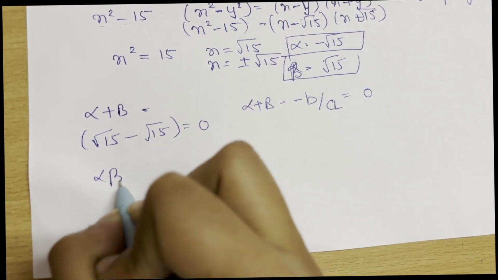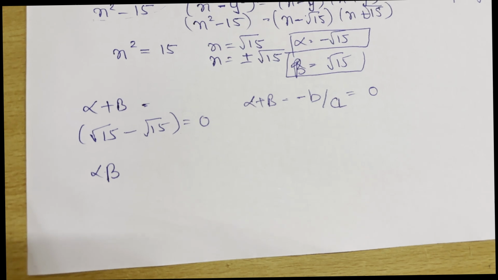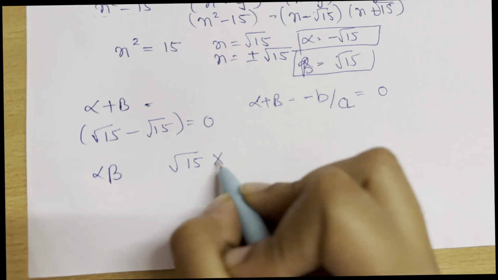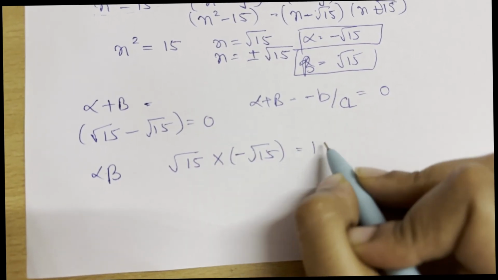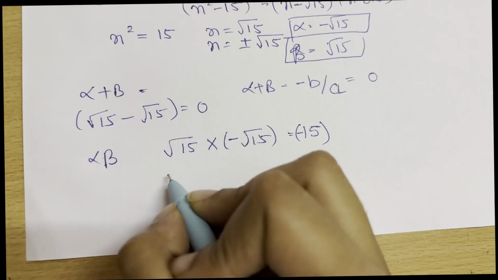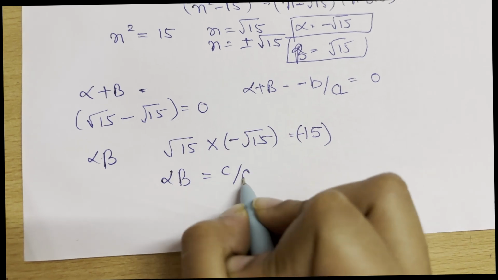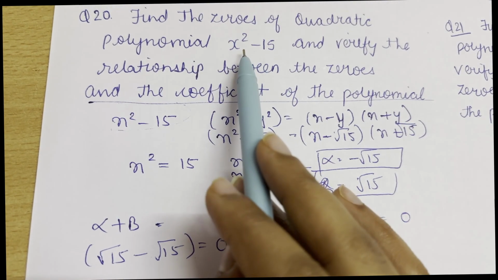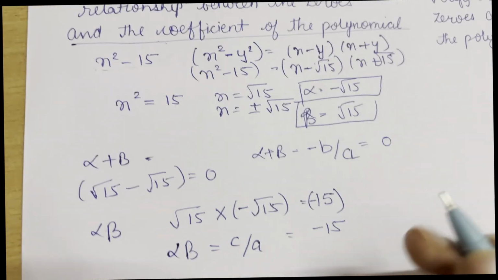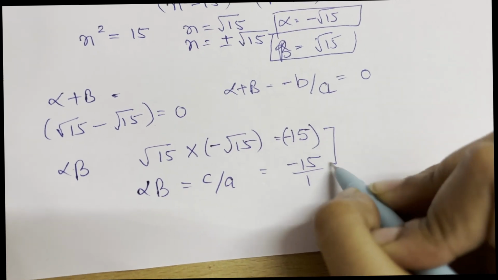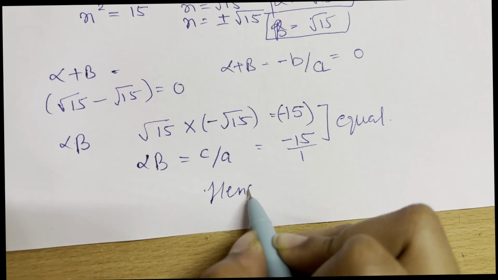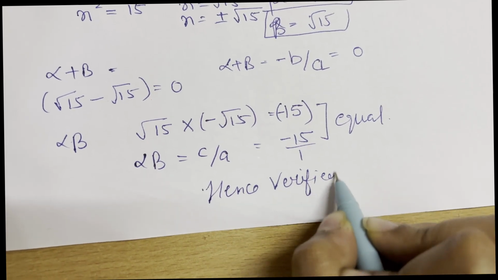Now let's come to the product of zeros, that is alpha times beta. On the product we get root 15 into minus root 15, which is equal to minus 15. On verifying this with the relationship alpha beta equals c by a, from this quadratic polynomial we can easily see the value of c is minus 15 and the value of a is 1, and both of these values are equal to each other. Hence this has been verified.